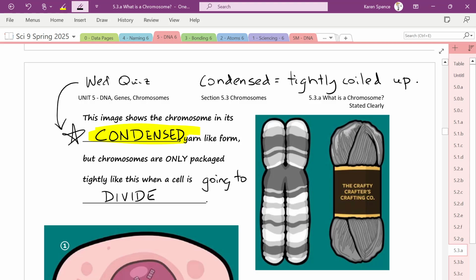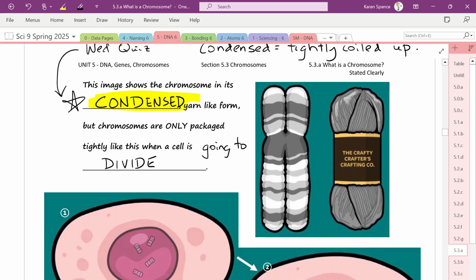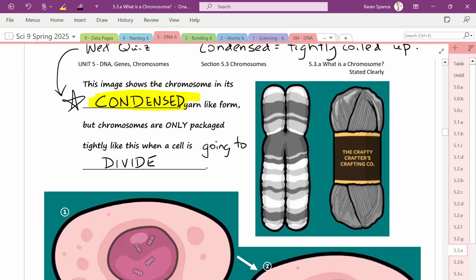It's possible I have different words in the answer key. It'll have essentially the same meaning, okay? So let's take a look at what happens.